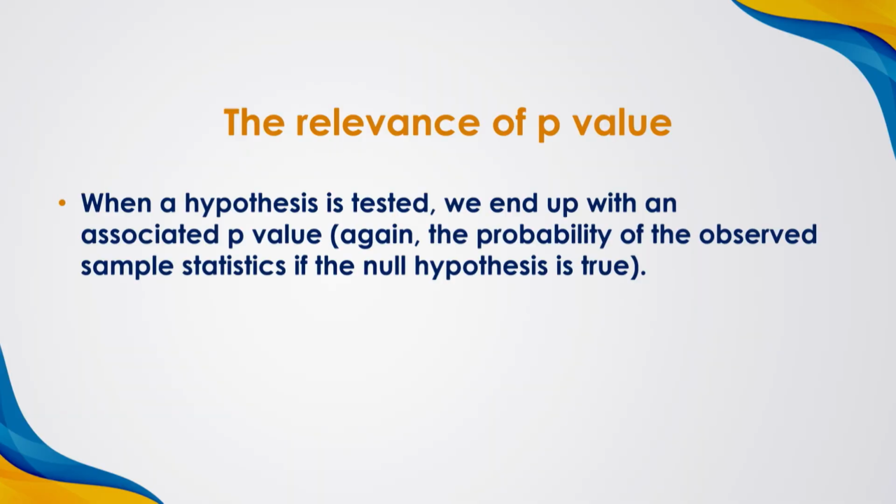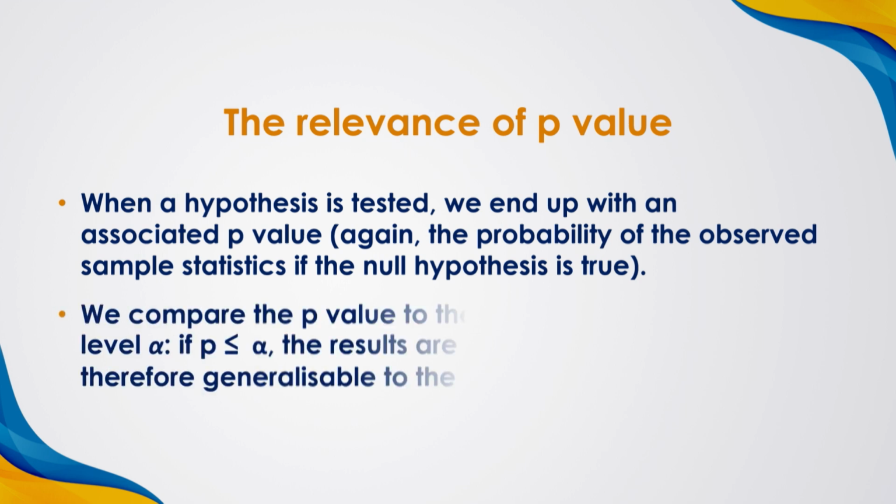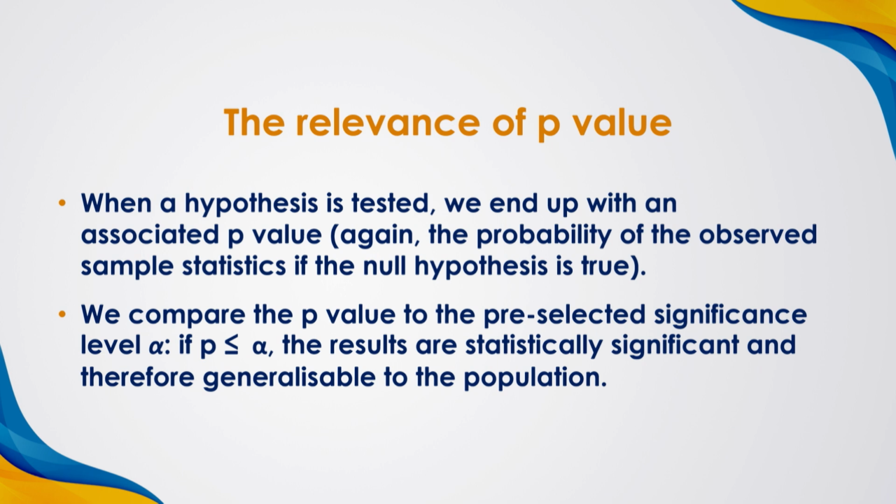Coming to the relevance of p value in testing of hypothesis. When any hypothesis is tested, we end up with an associated p value, again the probability of the observed sample statistic if the null hypothesis is true. We compare the p value to the pre-selected significance level alpha. If p is less than or equal to alpha, the results are statistically significant and therefore generalizable to the population.